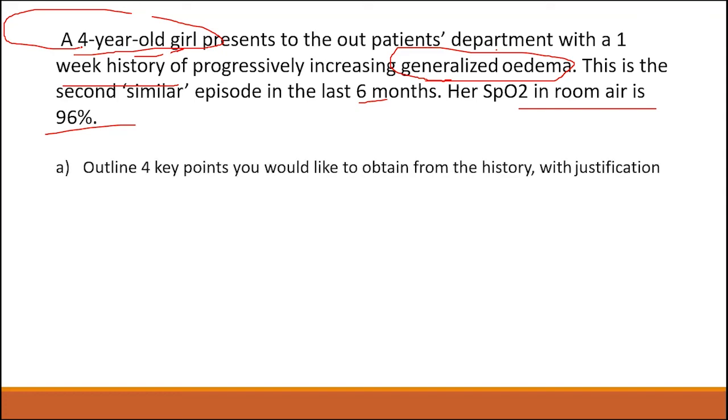Outline 4 key points you would like to obtain from the history with justification. Again, we know all the points. You know liver, you know heart, you know kidney, you know GIT. Just give 4 points you want to know from the history.